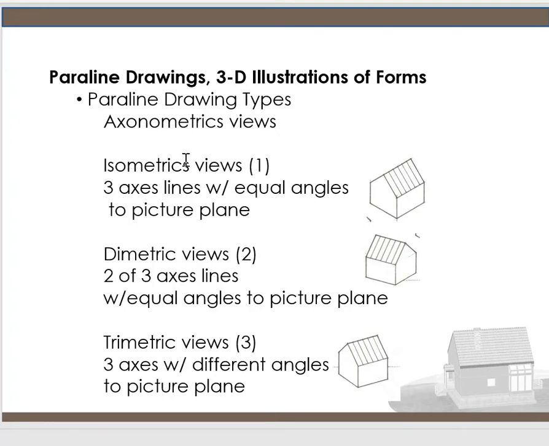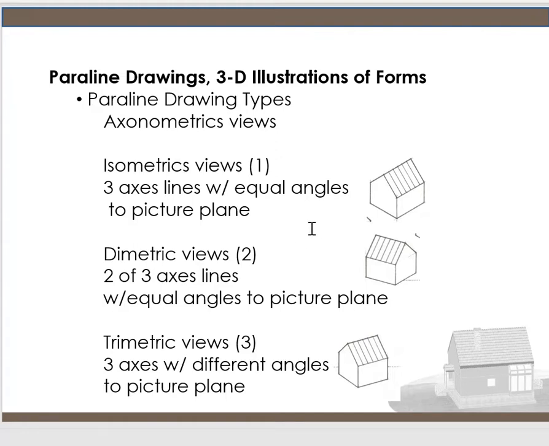One's called isometric, dimetric, trimetric. So as you can imagine, iso, meaning like isolated, stands for one. Di means two, and tri means three. So that's a great way to memorize it.